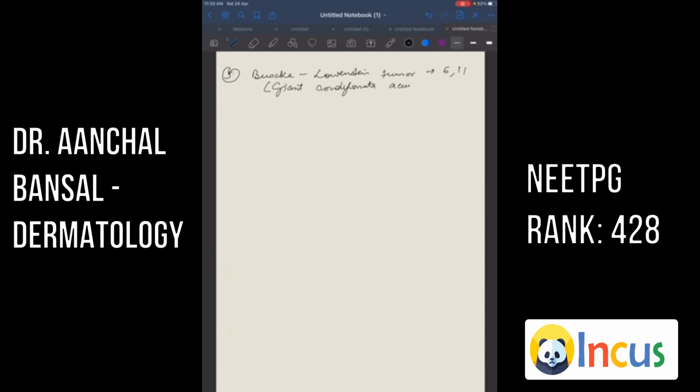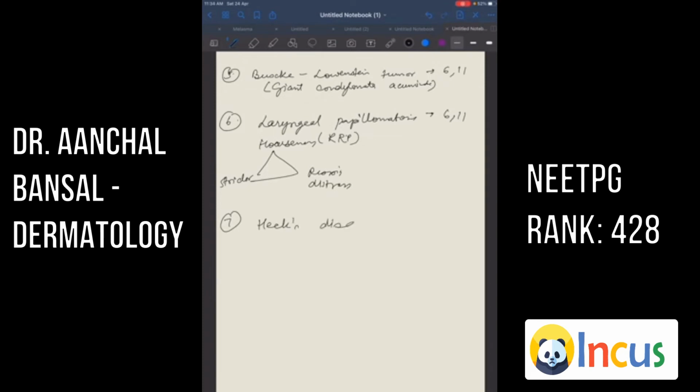Condylomata acuminata. Laryngeal papillomatosis, also known as recurrent respiratory papillomatosis, again caused by strains 6 and 11. A child generally presents with hoarseness, stridor and respiratory distress. Then Heck's disease, which is mainly a focal epithelial hyperplasia caused by strains 6 and 11. Lesions are mainly seen on gingival, buccal or labial mucosa.